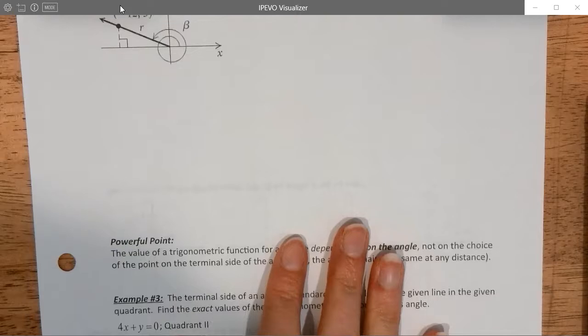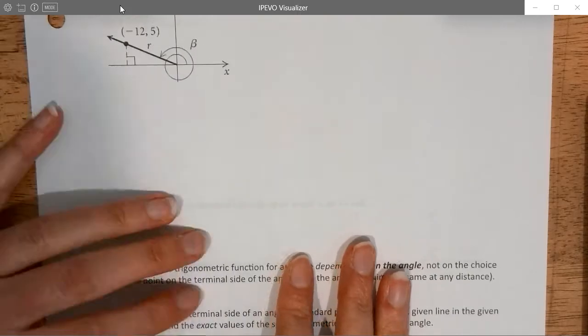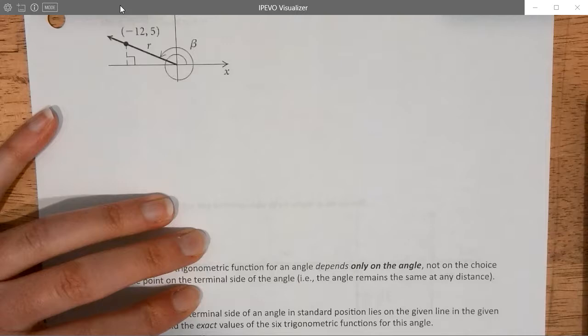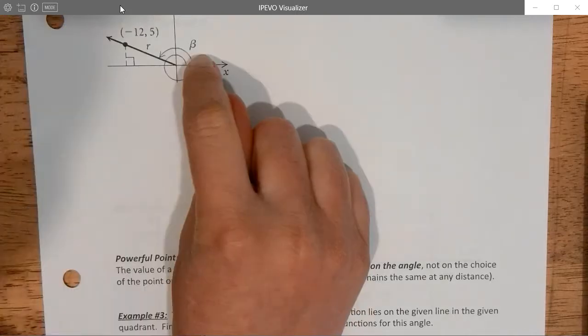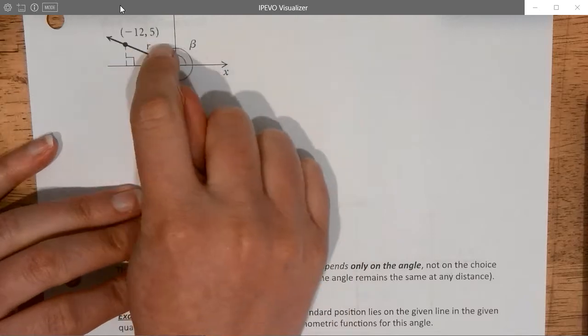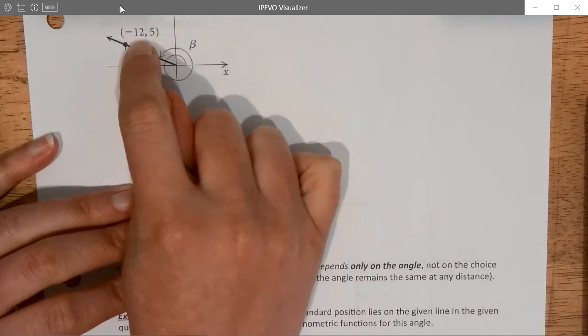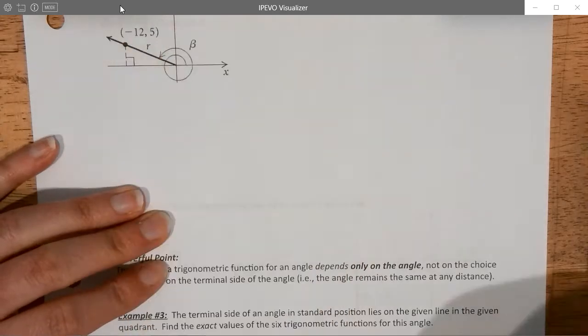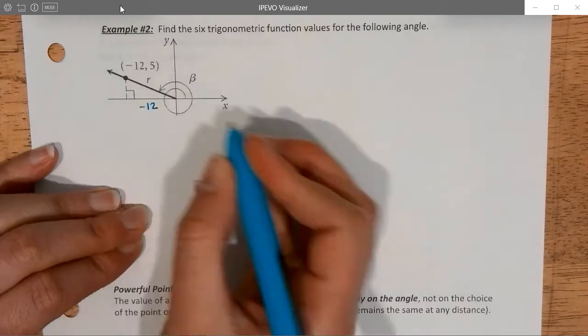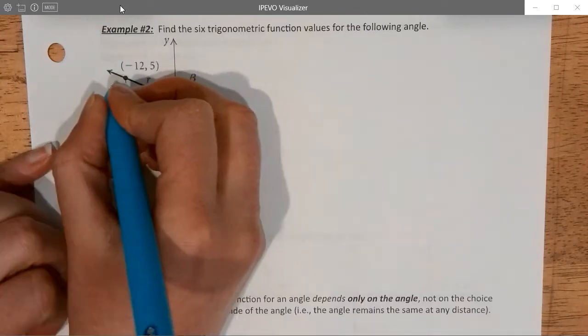Alright, and then taking a look at example 2, find the 6 trigonometric function values for the following angle. So beta, I don't know what the angle itself is, but I don't need it if I know x and y, because that gives me all the values I need for my trigonometric ratios. So the x value is negative 12, that's the base of my triangle. The y value is 5, that's the height of my triangle.